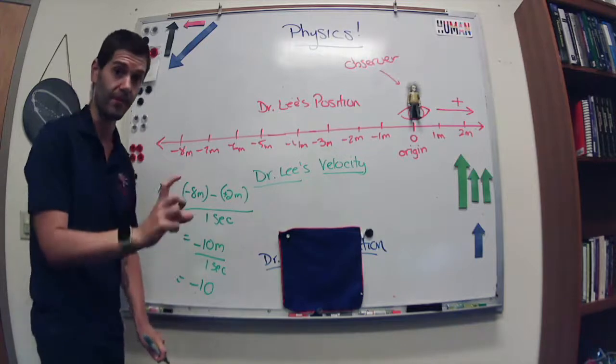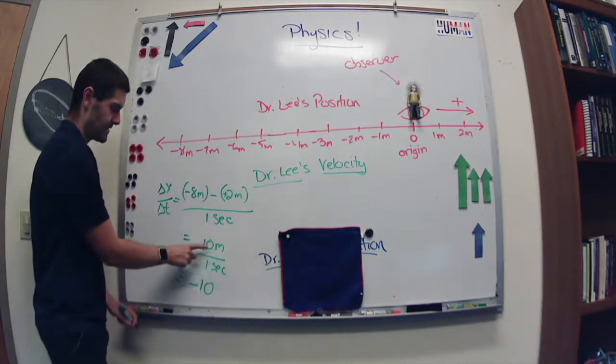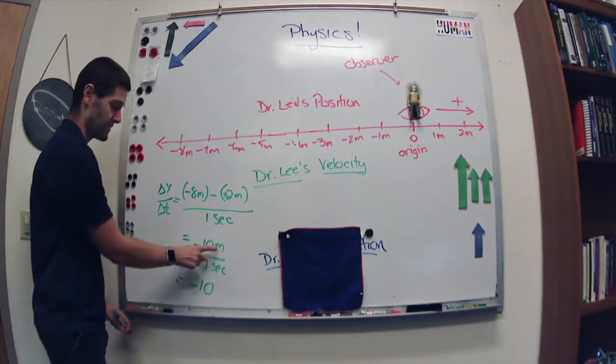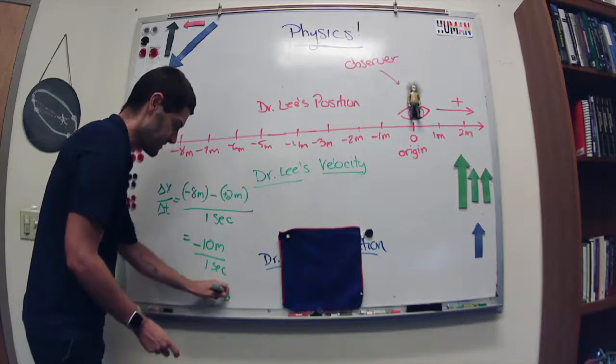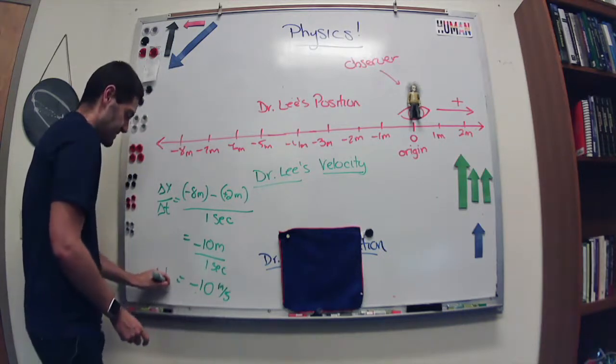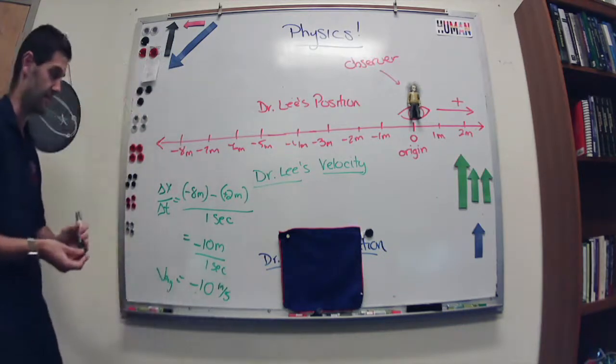Then units follow the algebra of the numbers. 10 divided by 1 is 10, or -10 divided by 1 is -10. So therefore meters divided by seconds. Meters divided by seconds. So I would say then my average velocity in that case was -10 meters per second.